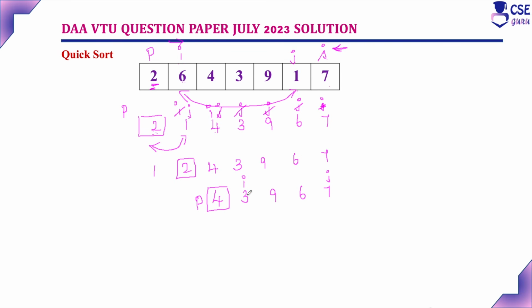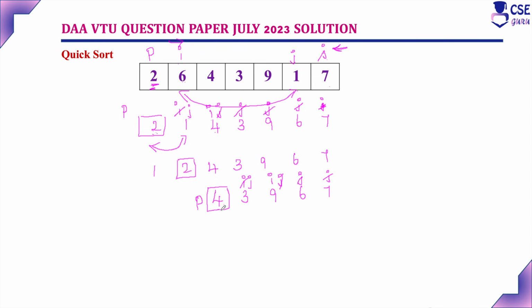Okay. So for I, the value is 3, which is smaller than the pivot element, so increment I. 9 is greater than 4, so the I index will stop here. For the J index, you need to find a smaller element than the pivot element, right? 7 is greater than 4, so decrement J. 6 is greater than 4, again decrement J. 9 is greater than 4, again decrement J. Now J is pointing to value 3. 3 is smaller than 4. So with the J index, we have identified a smaller element than the pivot element.